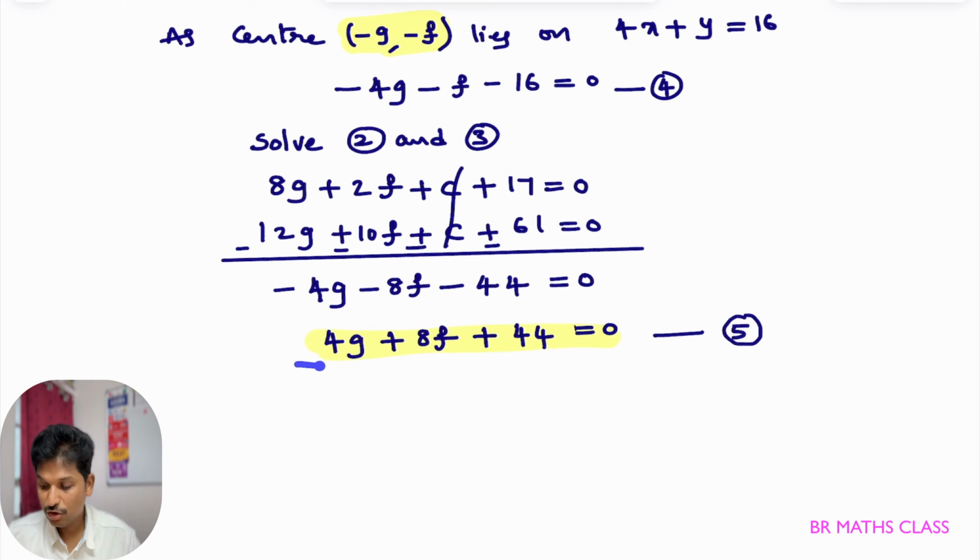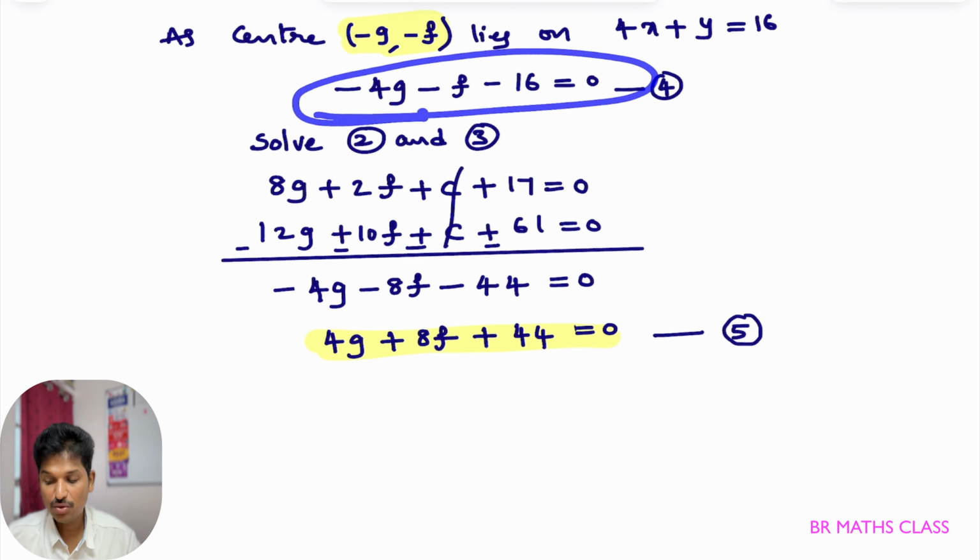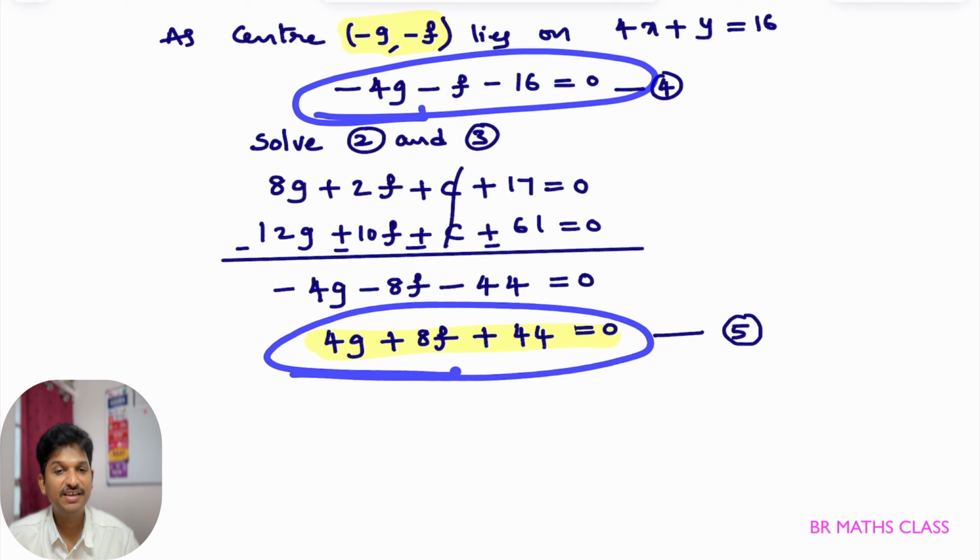Now you see, I got an equation in terms of g and f. You see, I already have one more equation in terms of g and f. What I'll do, I'll solve this 4 and 5 to get the values of g and f.